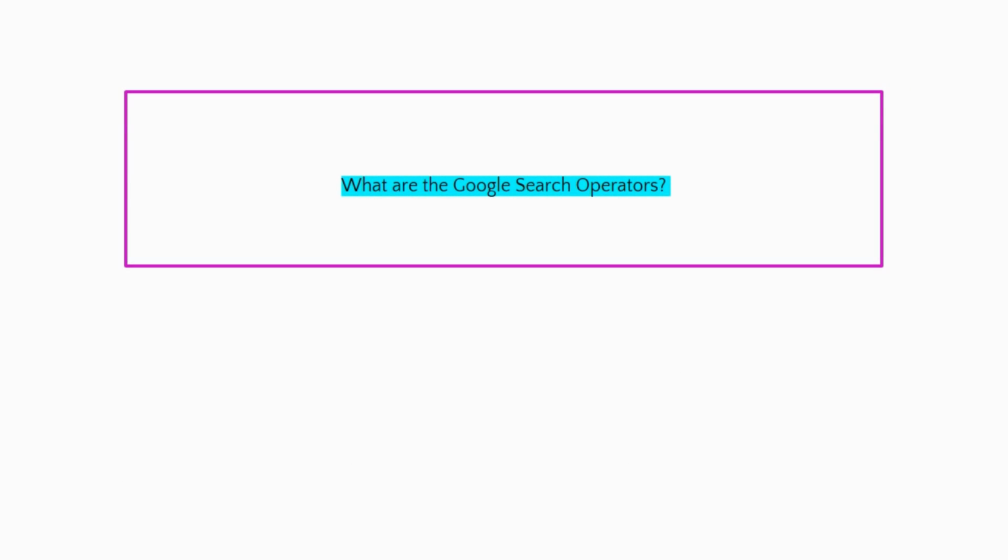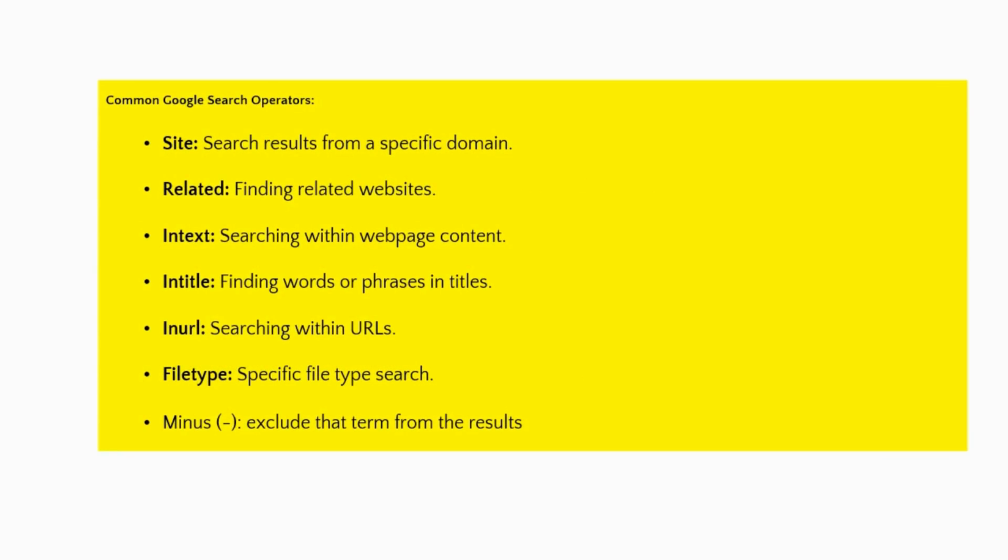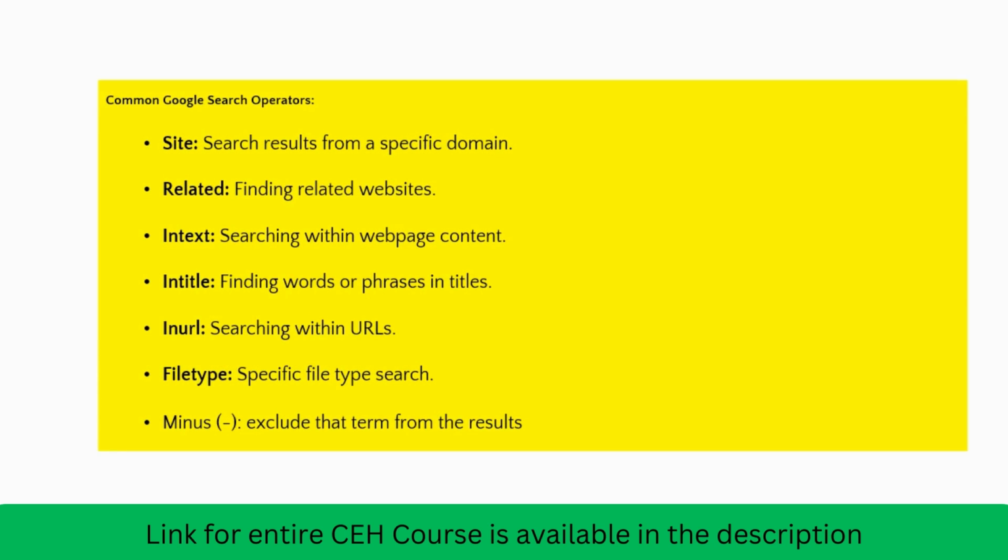Let us now discuss Google search operators. Google search operators are special commands and characters that allow users to refine their search queries and enhance the precision of their search results. Let us now understand some common Google search operators.